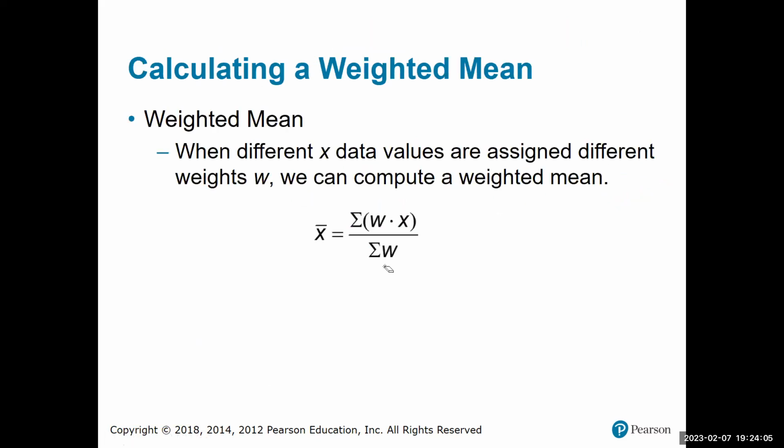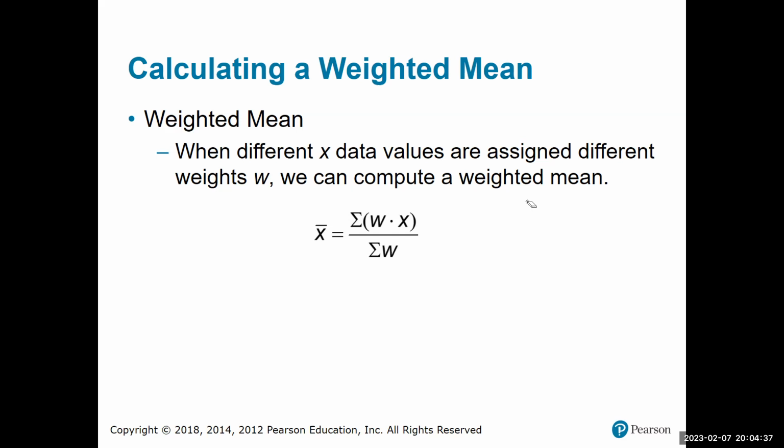All right, the last thing we're going to talk about is calculating a weighted mean. When different X data values are assigned different weights, we can compute a weighted mean. So the formula is going to be X bar, your sample mean, equals, and there's that capital sigma again, which means add up, the sum of W times X.